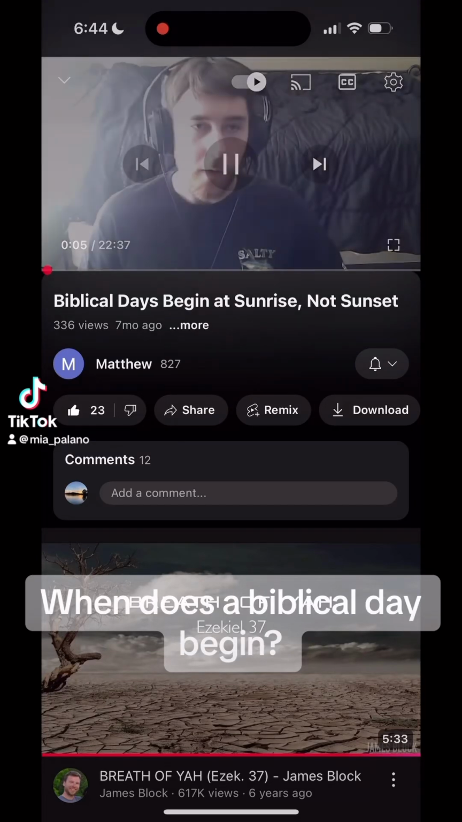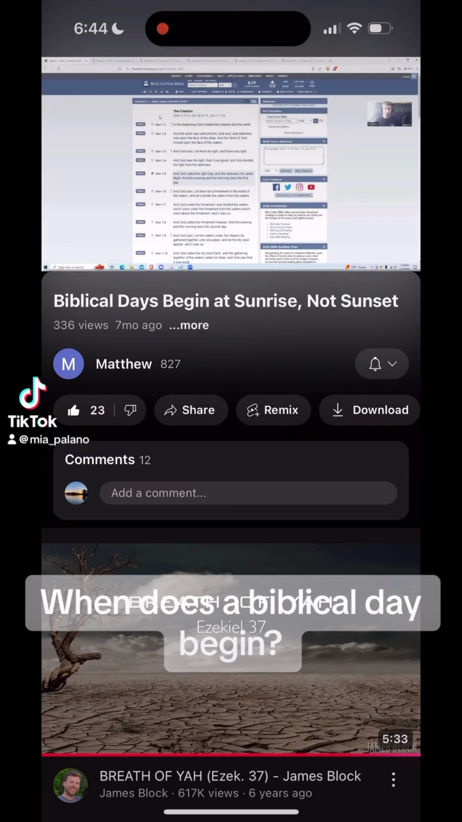On how the day begins at dawn. I'm going to start in Genesis 1 because this seems to be what causes the most confusion. So I'll just read the first 5 verses here in the KJV.